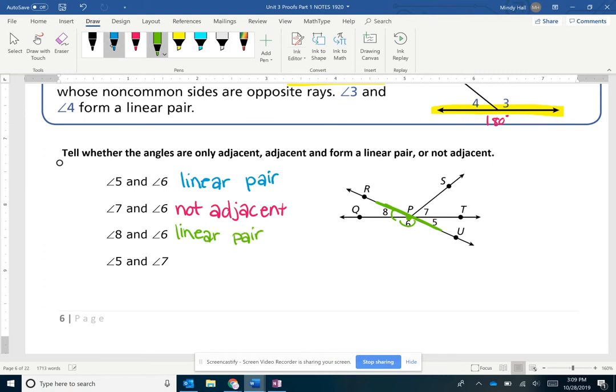And then with angles 5 and 7, they share a vertex. They have a common side, but they do not make a line, but that is okay because they are just adjacent to each other. They are next to each other.